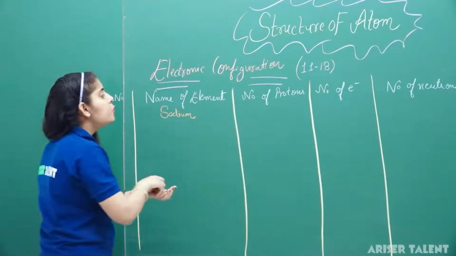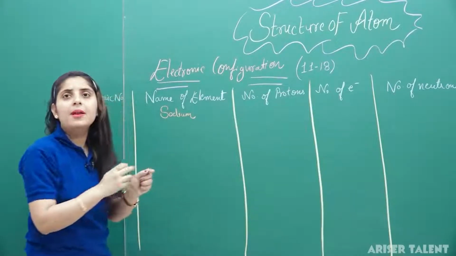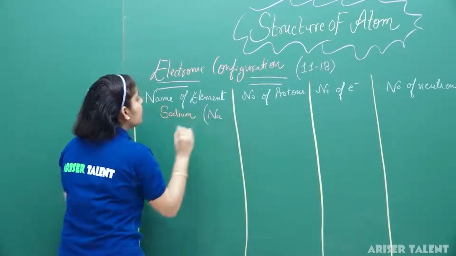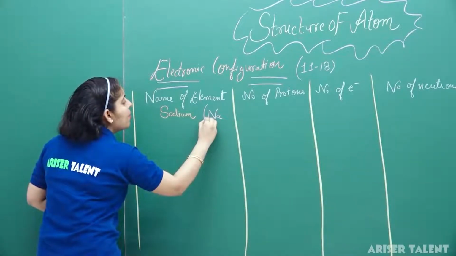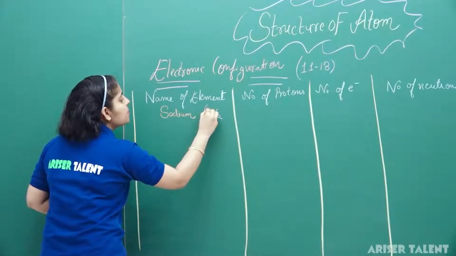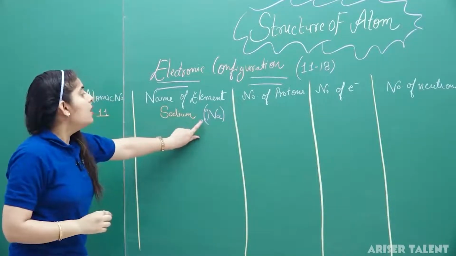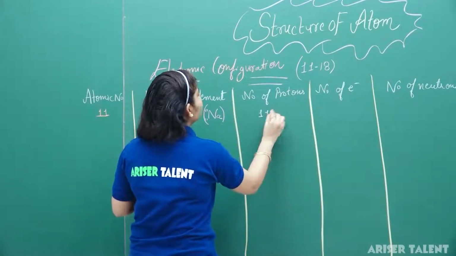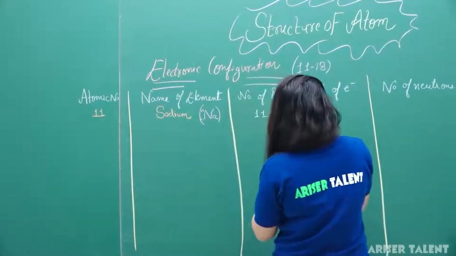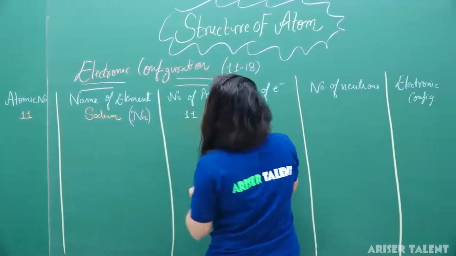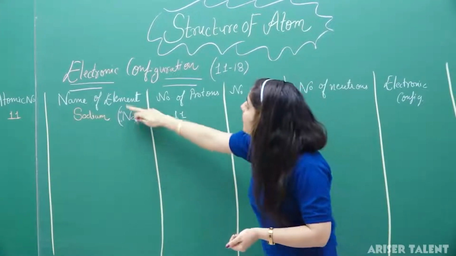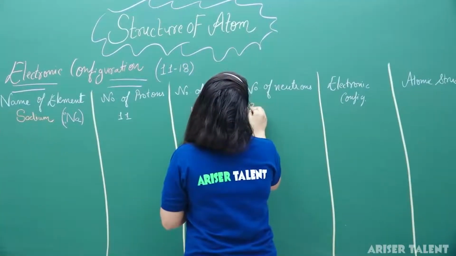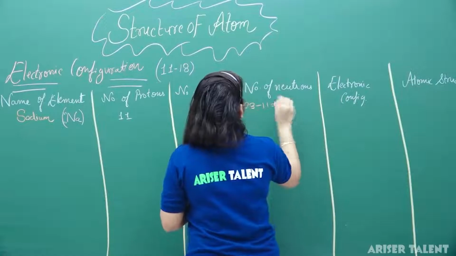The symbol for sodium has been derived from a Latin word, natrium. So, we have the symbol Na for sodium, and sodium has atomic number 11 and atomic mass 23. The number of protons will be the atomic number of that element. Number of protons 11, number of electrons 11, and number of neutrons will be calculated by subtracting 11 from 23. So, 23 minus 11 is equal to 12.